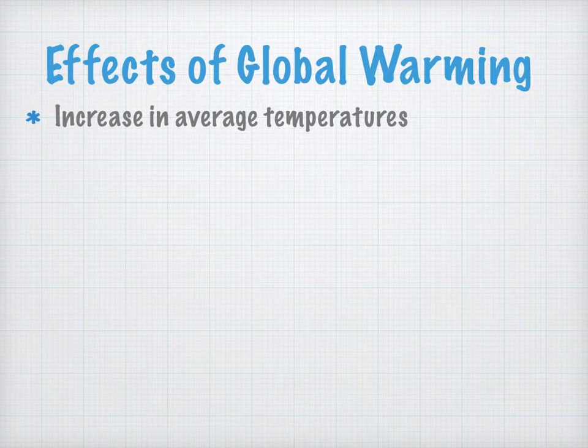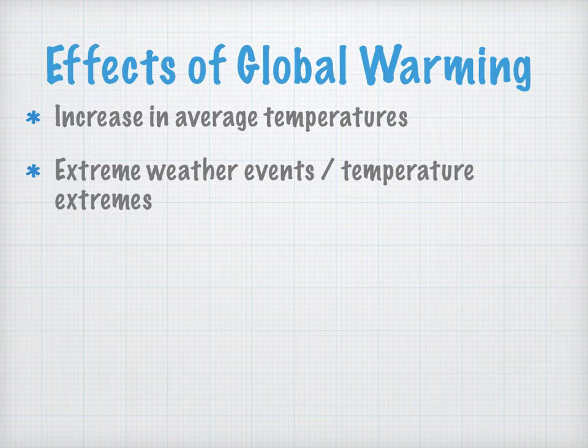For example, at the end of the last ice age, when the northeast United States was covered by more than 3,000 feet of ice, the average temperatures were only 5 to 9 degrees cooler than today. So small changes in the Earth's average temperature can have massive effects on our world.